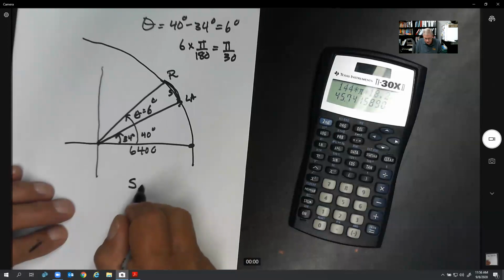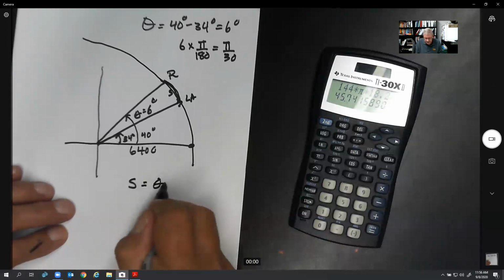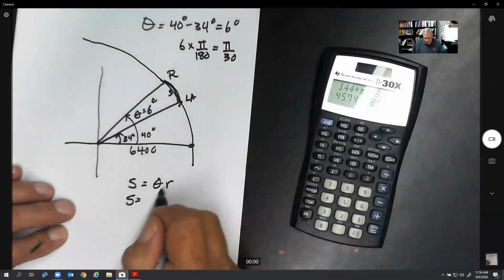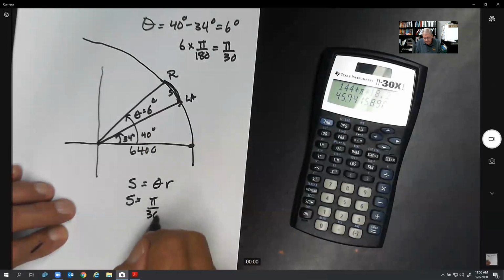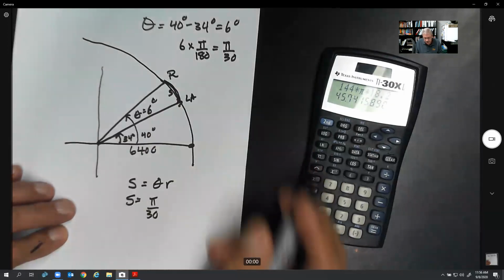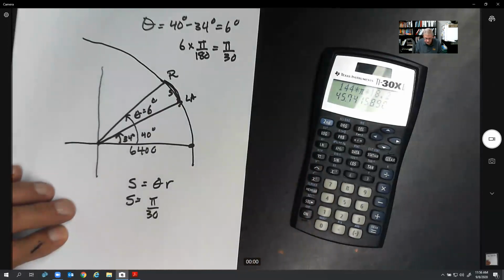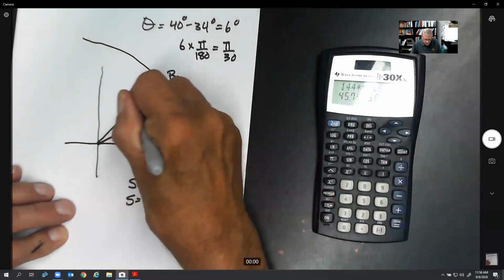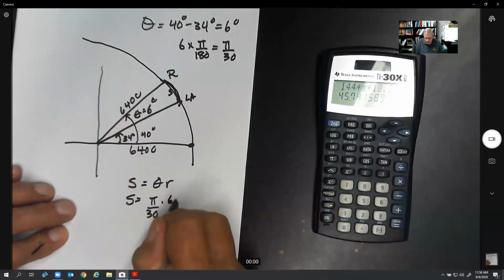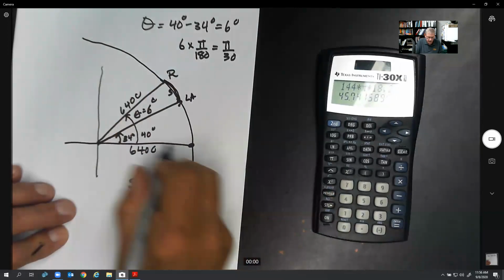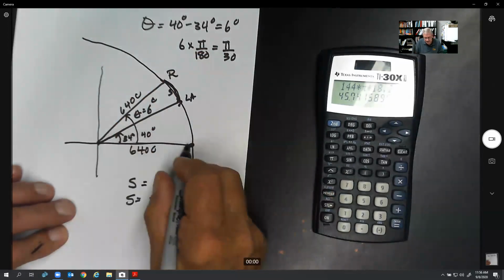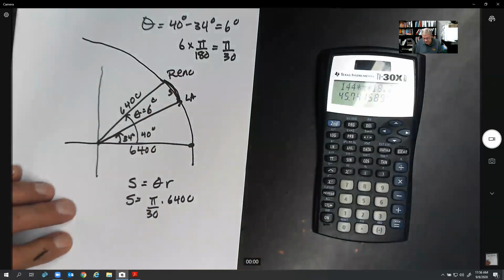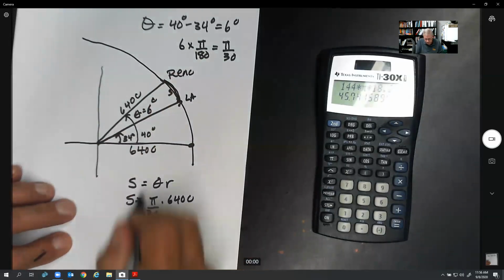So the sector of the circle equals theta times r. Sector of the circle is not 6 degrees, but pi over 30 times r, which is going to be, what is r? Well, r is the same distance here, 6,400. I mean, if this is r, then this will also be r, the distance. This is Reno, not r. Okay, so the distance is that, and we should be able to find a little s right here.